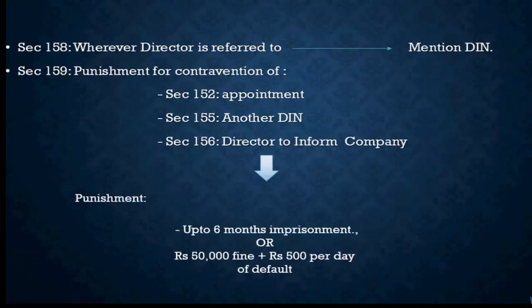The intimation that is received from the director has to be passed on to the registrar within the next 15 days. And as per 158, wherever the director is being referenced in any document or wherever he signs, he has to specify and mention his DIN. And in 159, we have seen the various punishments, right? That is imprisonment of maximum 6 months and a monetary penalty of rupees 50,000 or rupees 500 per day of default, right? So with that, we'll wind up the lecture today.